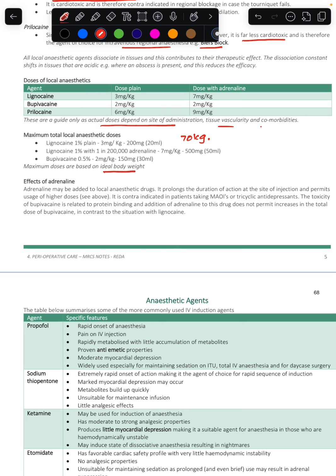Then bupivacaine, again the ideal body weight is 70 kg. It can be given at 2 mg per kg. So it is 150 into 2 divided by 0.5, 300. So it's around 30 ml that can be given. That is how it is calculated.